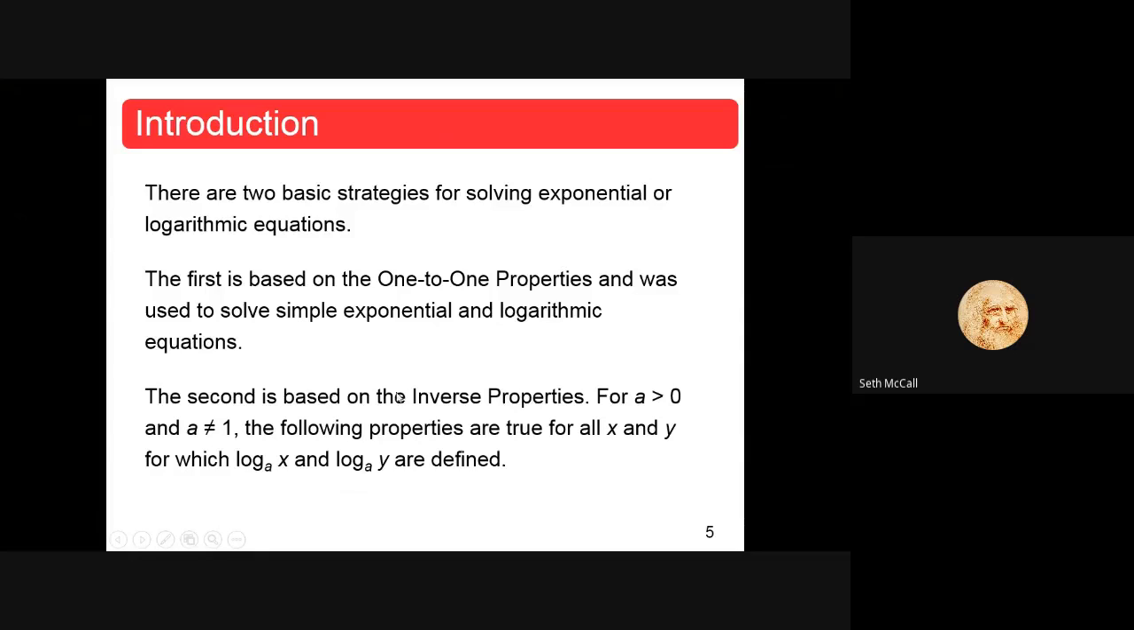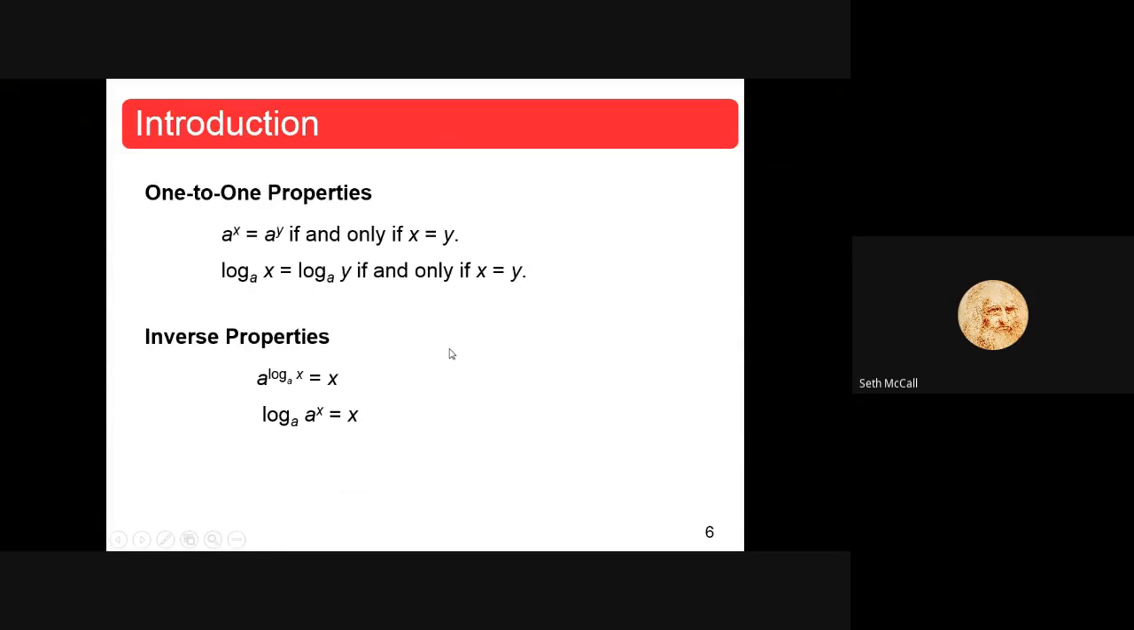The second one is based on the inverse property, which is what allows us to move something from exponential form to logarithmic form or from logarithmic form to exponential form. They call it the inverse property. The other way you could think of it is literally the definition of a logarithm. And it was the very first property that we discussed when we first started talking about logarithms.